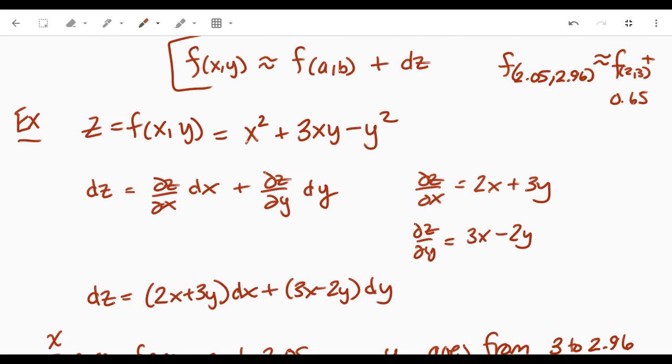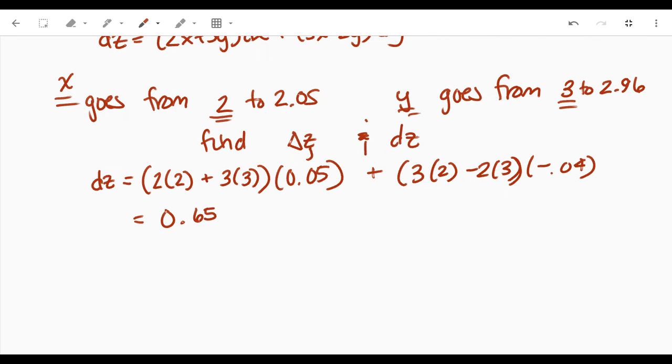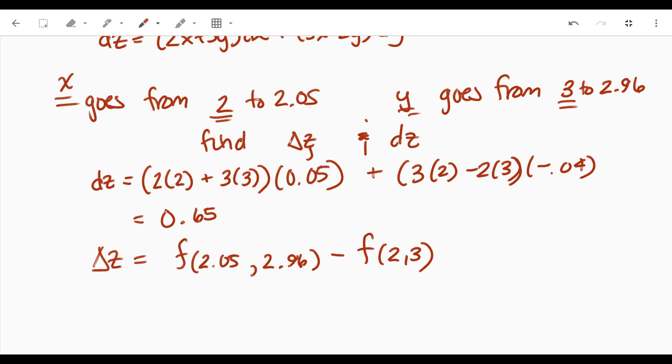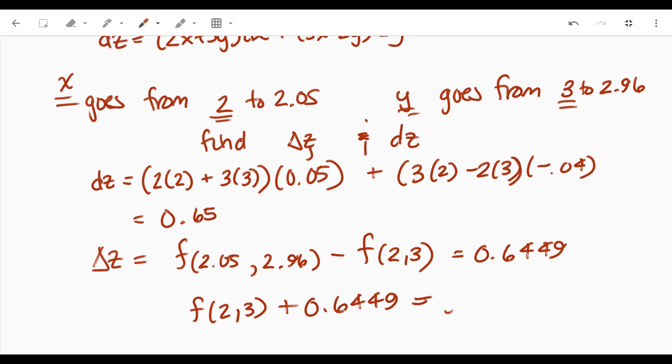Now delta z is on the curve. So that's just f of 2.05, 2.96 minus f of 2.3. And that is 0.6449. So if I were to find f of 2.3 and add 0.6449 to it, I get the actual value of f of 2.05, 2.96.